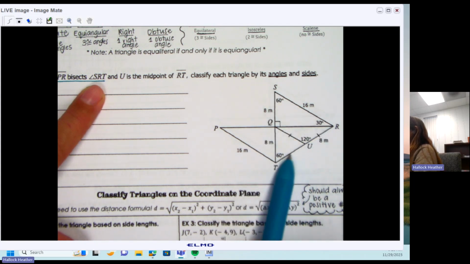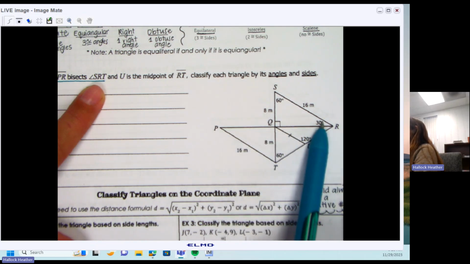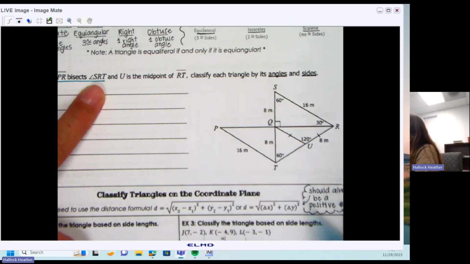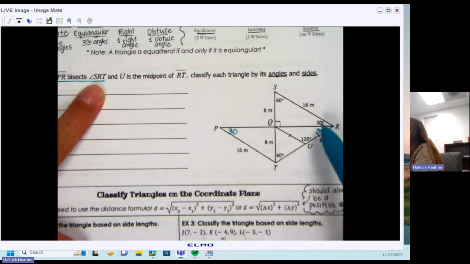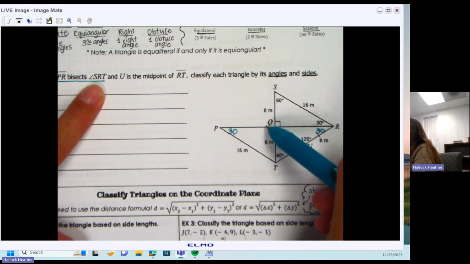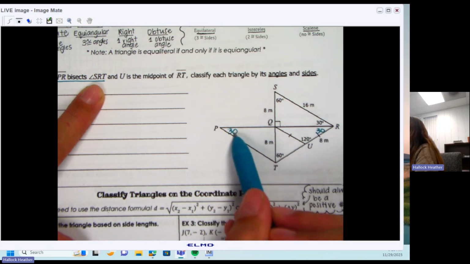SRT is this whole thing. PR bisects it. 30 is above. Where else can I put 30? By the P, actually, yeah, by the P. You can put 30 over here. You can also put 30 below your angle over here. Because these are equal angles, this is 30, this is 30, meaning this whole angle would be 60. It's cutting it in half. You can also put 30 over here because it's technically alternate interior angles. So yes, that's correct.